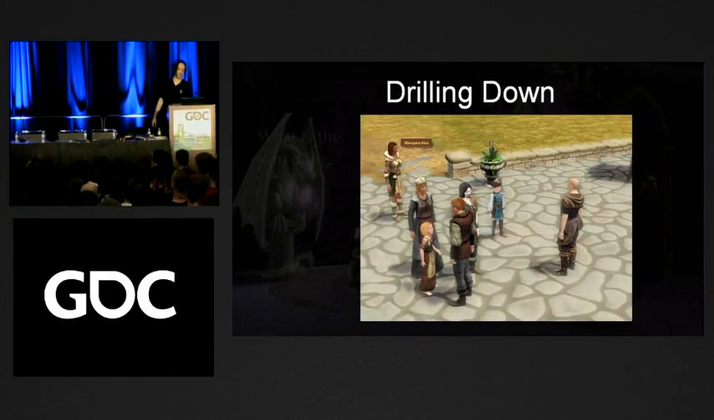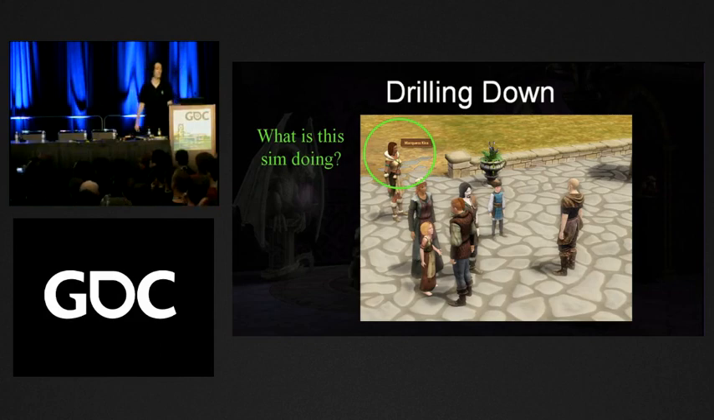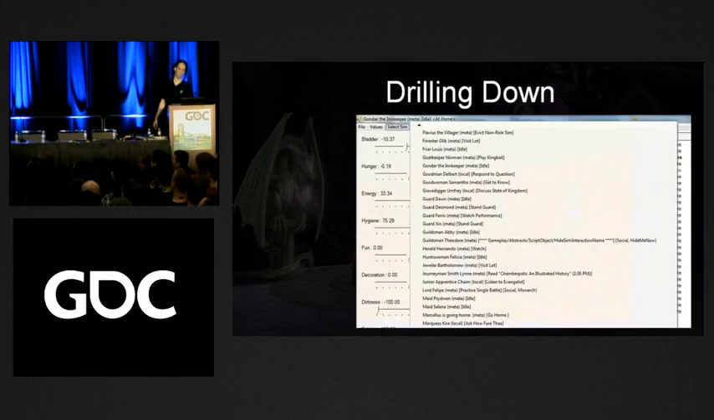So here's a great example, right? We have a Sim right there. What is this Sim doing? I have no idea because she's just standing there, right? I don't know what she's actually doing. So maybe I'm curious what she's doing. She has a name. Her name is Kira. So maybe that can help us in some fashion.